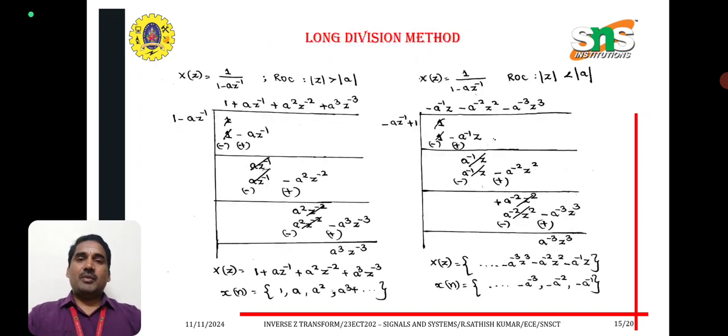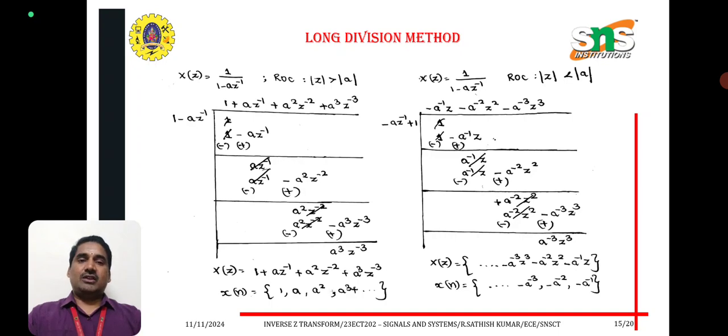Now we can see the problems. X of z is equal to 1 divided by 1 minus a z inverse. 1 numerator term outside, 1 divided by a z inverse, 1. Now we can substitute the values. 1 gets cancelled, minus a z inverse. Then 1 into a z power minus 1 is equal to a z power minus 1, minus a into z inverse, minus a power 2 into z power minus 2. Now we can get cancelled. Finally, we can get the value as X of z is equal to 1 plus a z inverse plus a square into z power minus 2 plus a power 3 into z power minus 3.